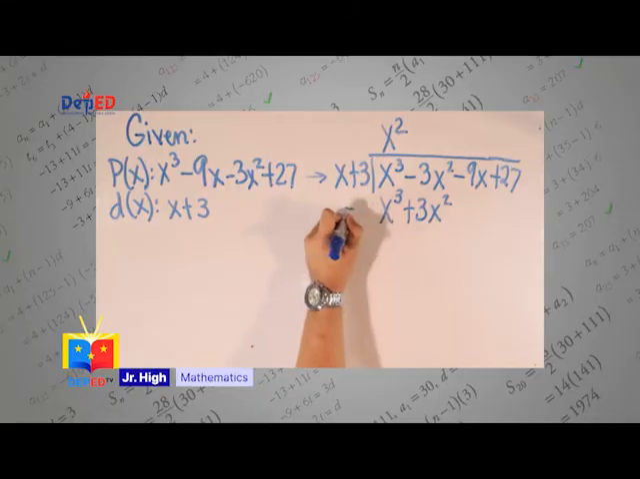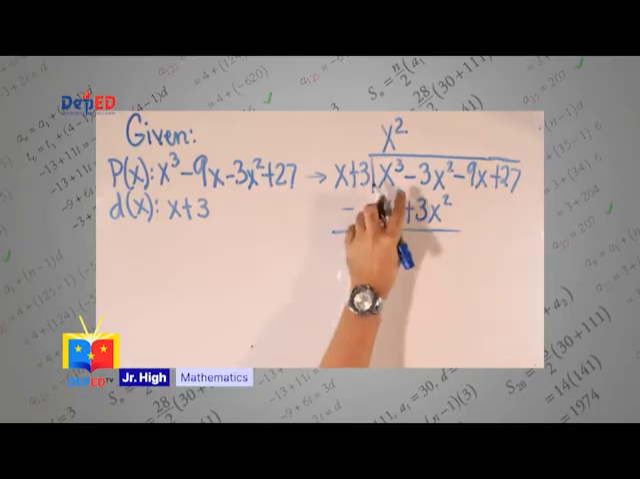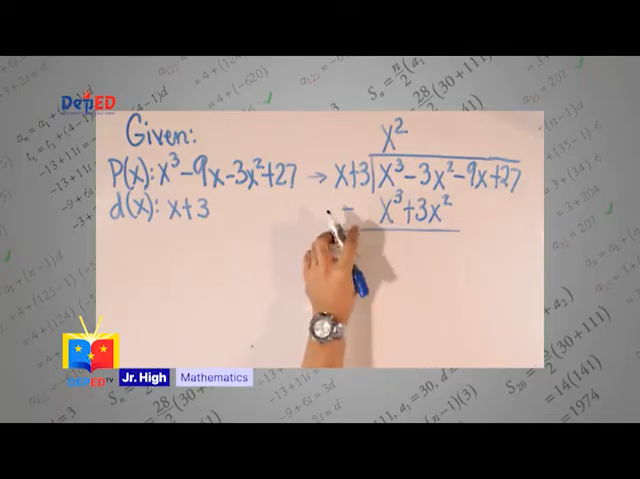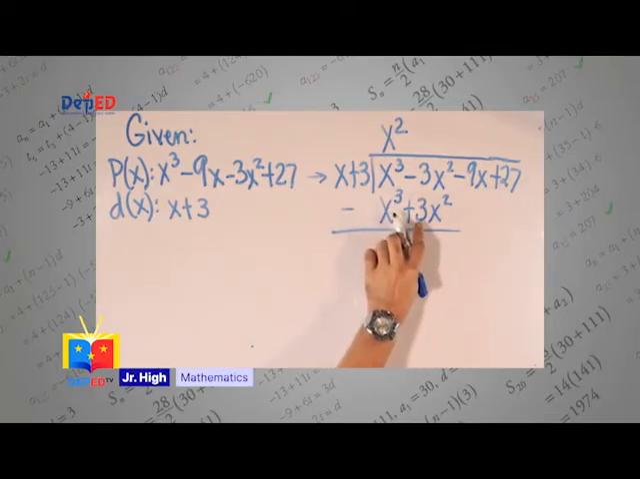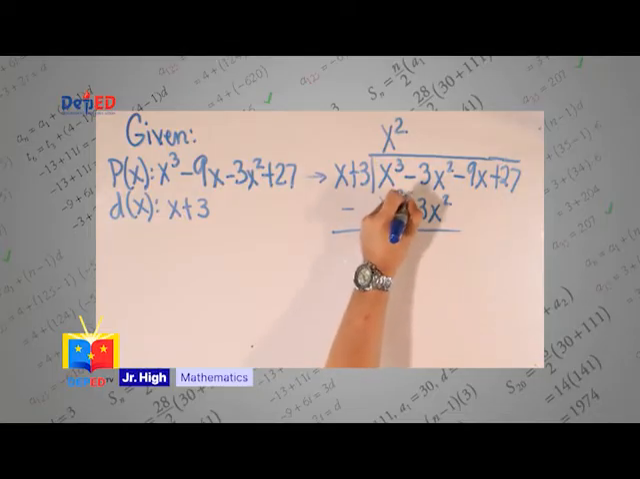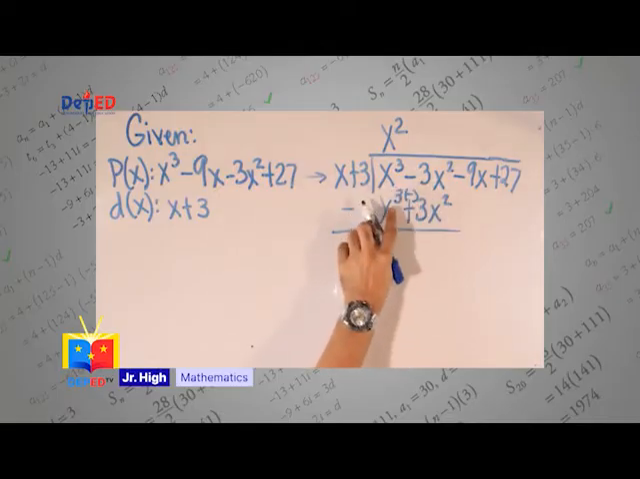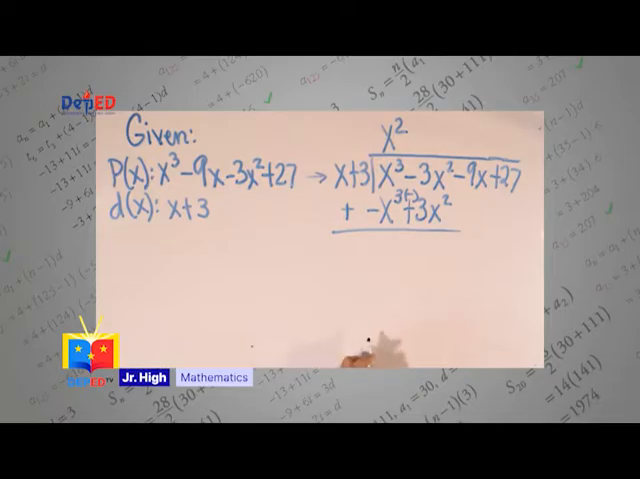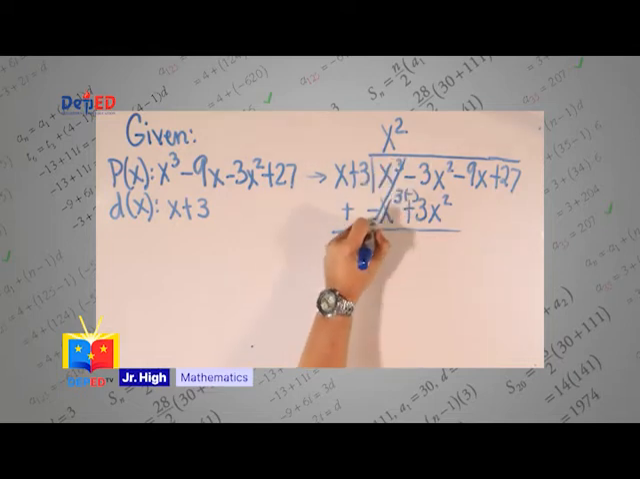In this case, we will subtract these two and these two terms also. So when we subtract these terms, we will change the sign of the subtrahend to its opposite. So your positive 3x squared will be negative, and your x cubed will give us negative x cubed. Then proceed to addition rules. X cubed plus negative x cubed will give us 0, so we'll just cancel these terms.